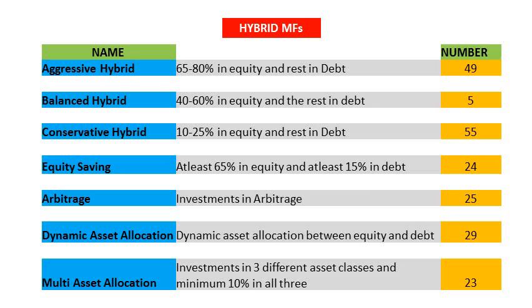And dynamic asset allocation, again the name itself indicates that dynamically you can play wherever you want to put your allocations. 29 funds are available. The last one is multi-asset allocation. Of course, in multi-asset you can put at least 3 different asset allocations, but in each sector or each asset class you should allocate at least 10%. This we call multi-asset allocation. Again, 23 funds are available in the market.